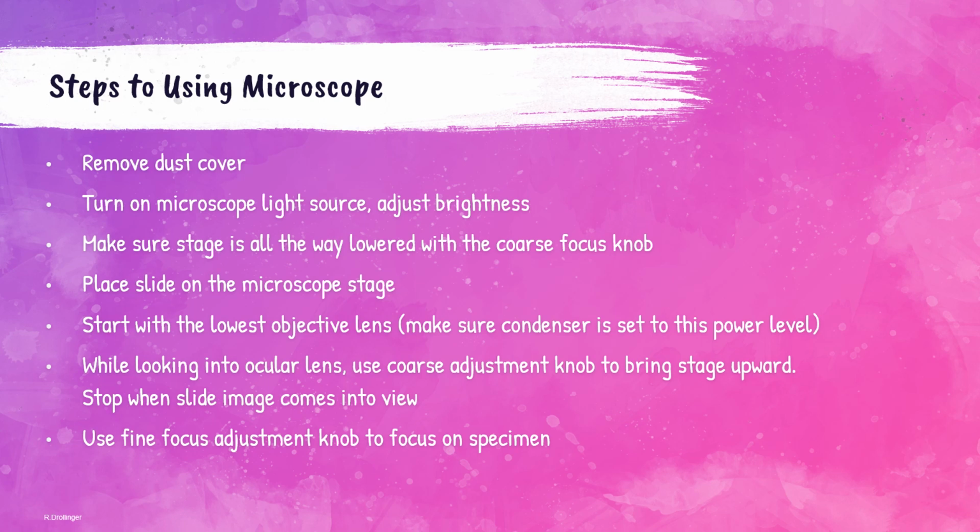You want to start with the lowest objective lens first, making sure that the condenser is of course set to the corresponding power level of that objective lens. Next, while looking into the ocular lens or eyepiece, use the coarse focus adjustment knob to bring the stage upward towards the objective lens, stopping when the slide image comes into view. Then use the fine focus adjustment knob to focus on the specimen.